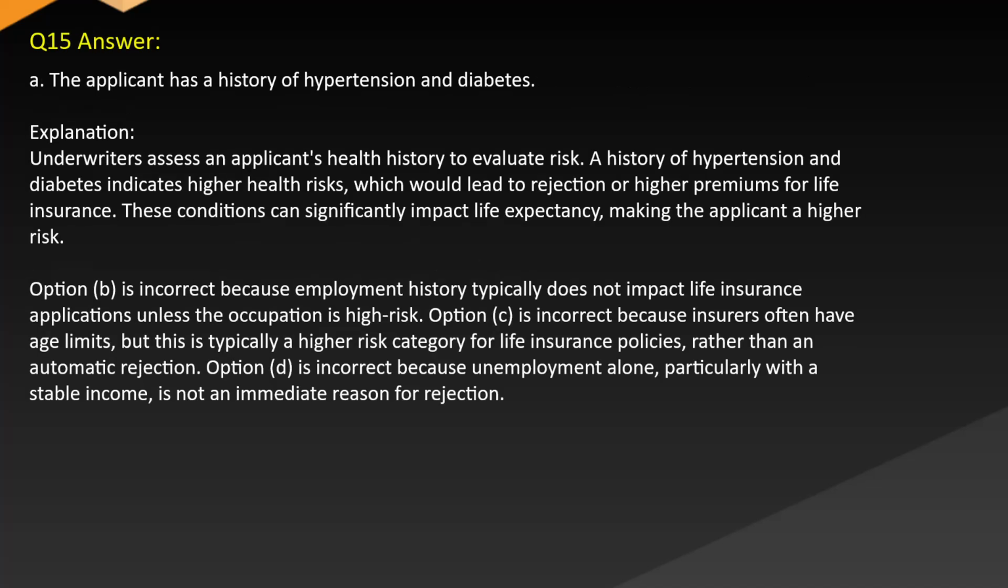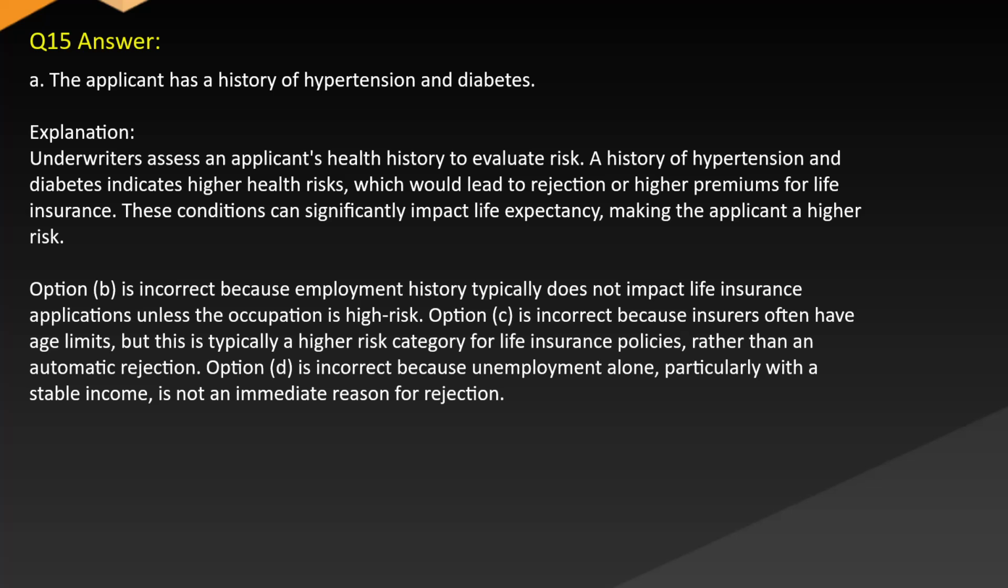Answer A. The applicant has a history of hypertension and diabetes. Explanation: underwriters assess an applicant's health history to evaluate risk. A history of hypertension and diabetes indicates high health risks, which would lead to rejection or higher premiums for life insurance. These conditions can significantly impact life expectancy, making the applicant a higher risk.